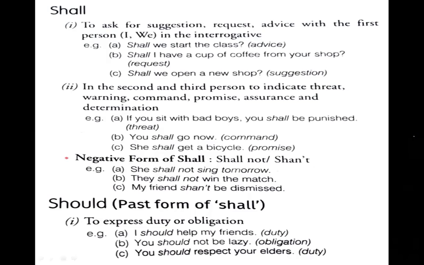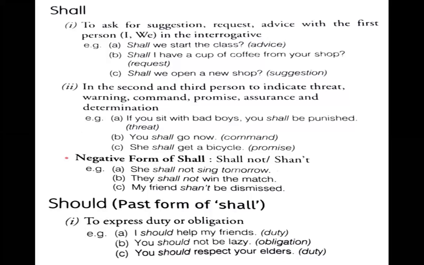promise, assurance, and determination. If you sit with bad boys, you shall be punished. Now you see this. These are the conditions. When you give a warning or a promise or assurance or determination, you need to be very specific in applying shall with the third person or the second person. You is the second person; she, he, it are the third person. When you apply this, you shall go now. Command is there. The complete sense should be reflected in a proper way.